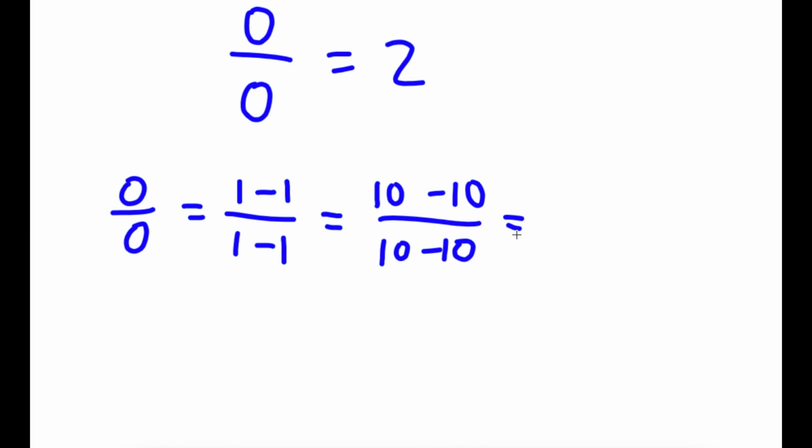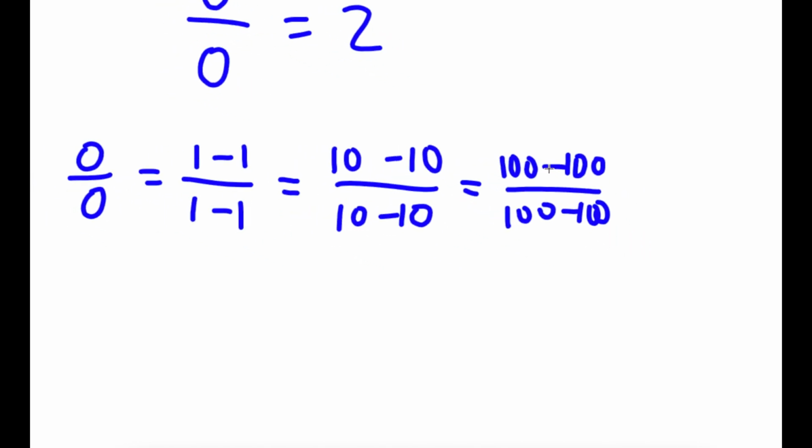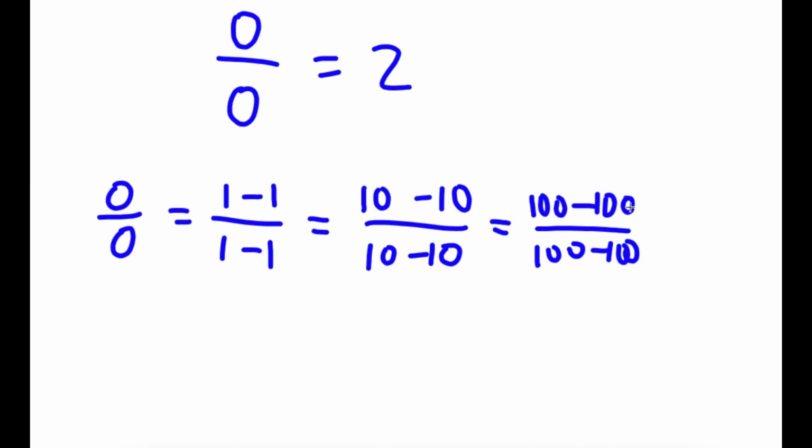Now 10 minus 10 over 10 minus 10 is the same thing as 100 minus 100 over 100 minus 100. Again, 100 minus 100 is 0, so it's the same thing. Now I am actually going to simplify 100 minus 100 over 100 minus 100.